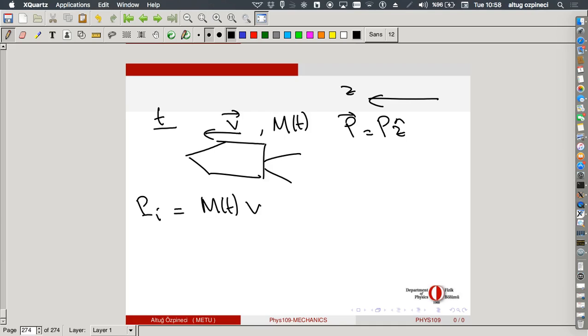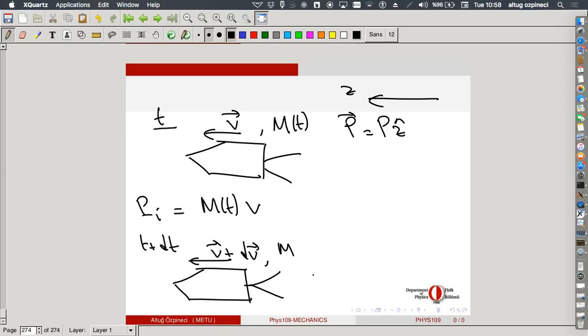And then I just wait a very small amount of time, until t plus dt. The rocket will be moving at speed v plus dv, let's say. It just speeded up a bit. Its mass is now m minus dm, since it's losing some mass. dm is positive, that's how I define it. So the mass is m minus dm, and there is an amount of exhaust whose mass is dm. And what's its speed?